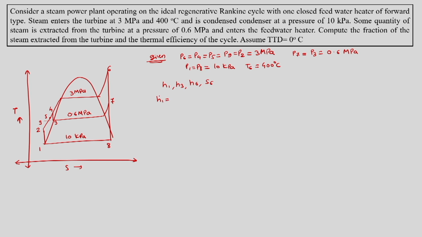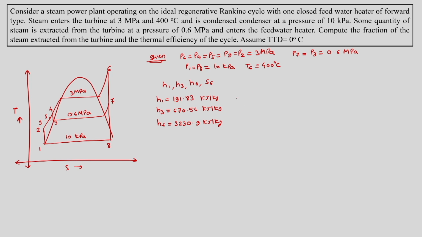H1 would be 191.83, which is the liquid saturation enthalpy at station 1 corresponding to 10 kPa. H3 is equal to 670.56, and then H6 is equal to 3230.9, all in units of kilojoule per kg.